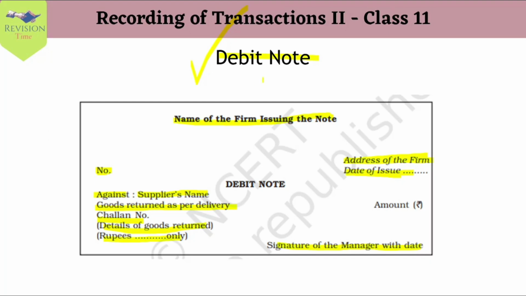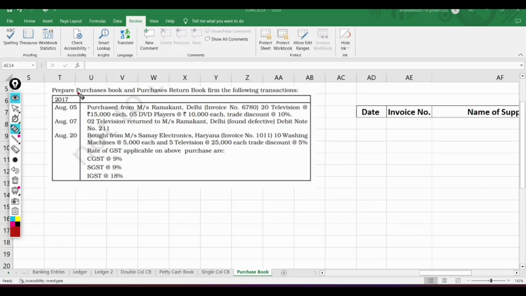Now let us look into an example and record our transactions into the purchase book and purchase returns book. Let us read out the question here. Prepare a purchase book and purchase returns book from the following transactions. On August 5th, purchase from Ramakant, Delhi, invoice number 6780, 20 televisions at 15,000 each, 5 DVD players at 10,000 each, and trade discount of 10% is allowed.